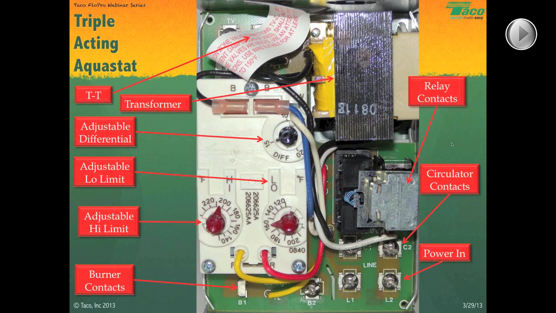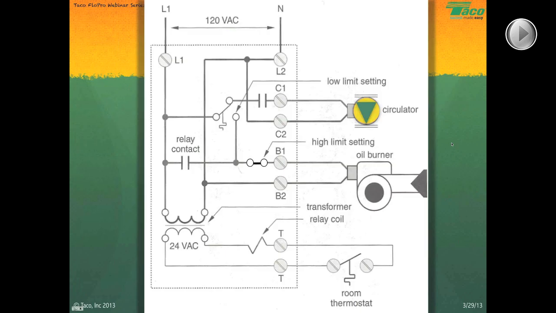Alrighty, let's take a look at the ladder diagram for the wiring and understand the concept or the sequence of operations. Again, up top you have L1, L2. Way up top, there's your power in. C1, C2 for your circulator. B1, B2 for your oil burner. All right, down below you have your TT terminals. The thin black wire is your low voltage side, thick black wire is line voltage. Room thermostat, there's your relay coil and your transformer.